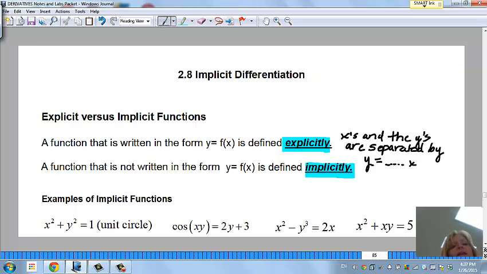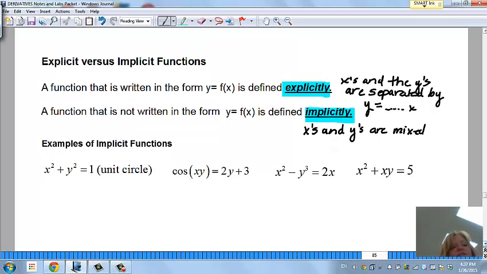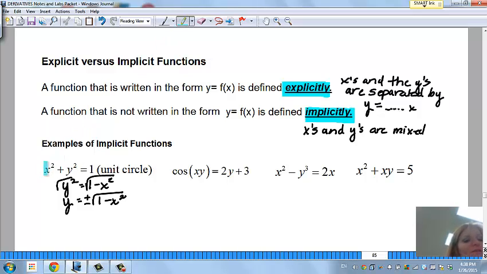So let's look at what implicit is. An easy way to say that: your x's and your y's are mixed. Below here I have a few examples of implicit functions. The first one is x squared plus y squared equals 1, which is a unit circle. You could write this as y squared equals 1 minus x squared and then take the square root of both sides, but then you'd have to do a plus or minus, and it's not really a function, but you could write it like this. For the most part, in the form that it's written right here, this is implicit because the x's and y's are mixed on the same side.